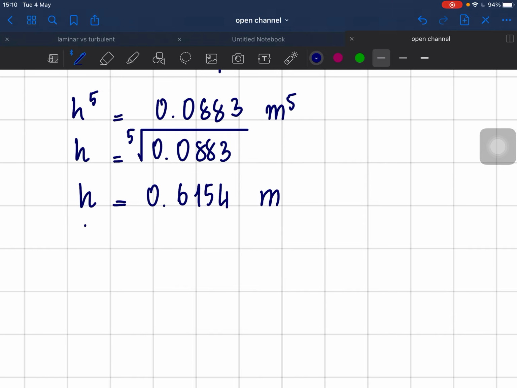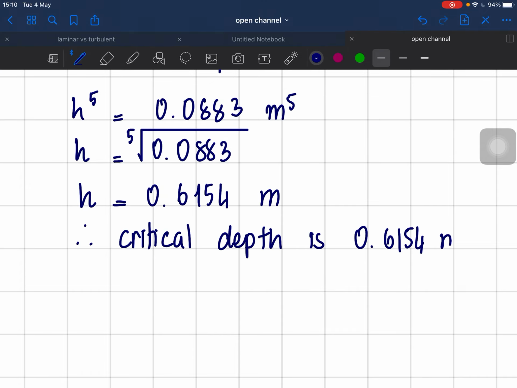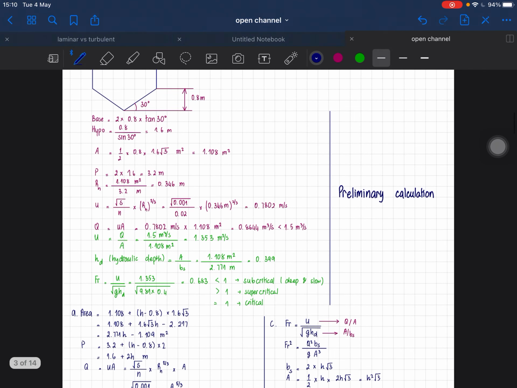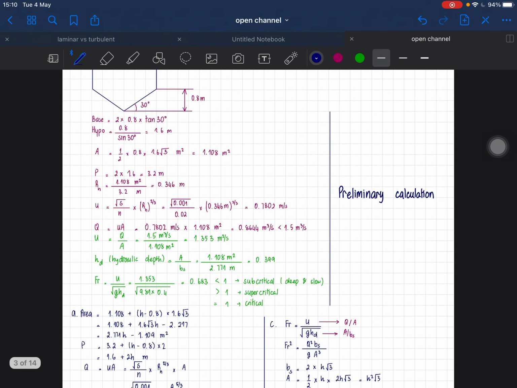So therefore, the critical depth here is 0.6154 meter. Wow, this is a lot. It took me like 40 minutes to finish this one. Because it started at 2:30, and I was there at 3:10. Quite a lot of things, but once we finish this, we know the patterns and it can be easier later.